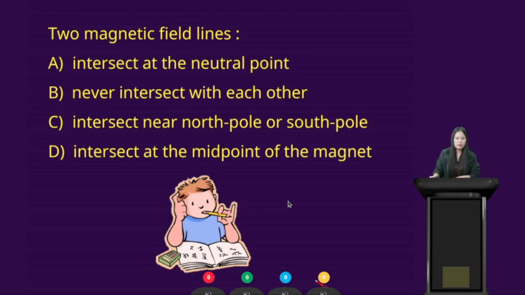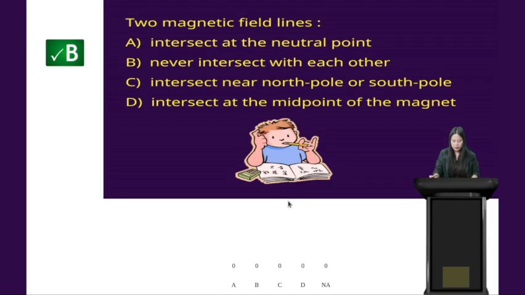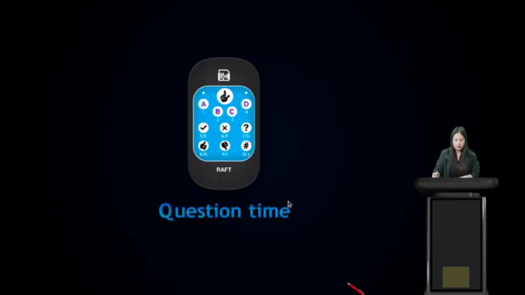Alright students, your time is up. Now if you have observed carefully, we have seen magnetic field lines of different magnets and different conductors. We have seen that the magnetic field lines do not intersect each other. So the correct answer for this question is option B, that is, two magnetic field lines never intersect with each other. Very good students.